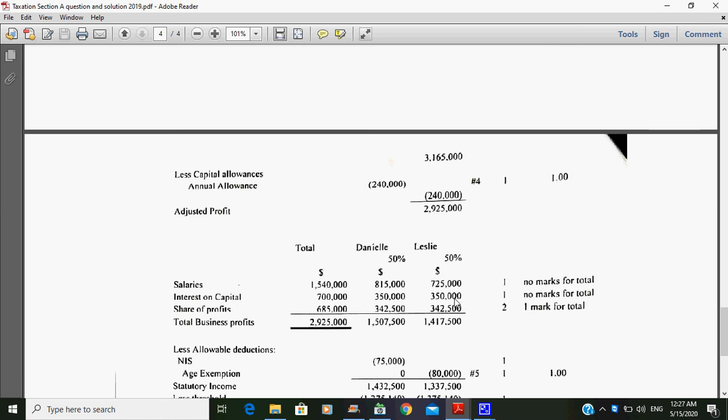Now, what you do next is, to get the share of profits, you subtract the salaries and interest on capital from the adjusted profit to get the share profit of 685,000, and they divide it by 50%, and they end up with 342,500 for share profits for each person. Alright, that's how you do it in this case. Follow me. So watch and follow, please.